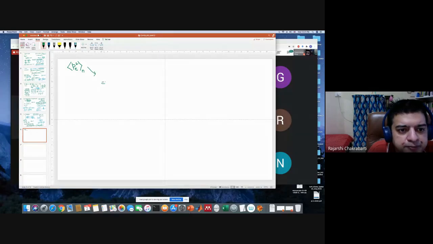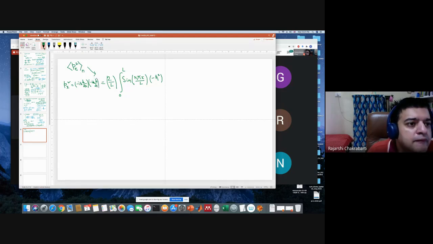It is going to be something like, I'm just writing it down. So you'll have 2 by L, which is going to come out, integral 0 to L, sine n pi x by L. And then I have minus h cross square, isn't it? What is px square? Px square operator is minus i h cross d/dx times minus i h cross d/dx. So your px square operator is nothing but, i square is minus 1, so it is minus h cross square.